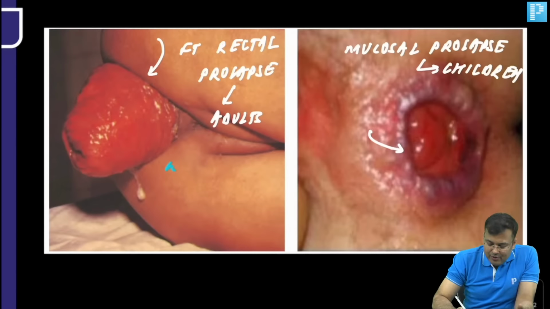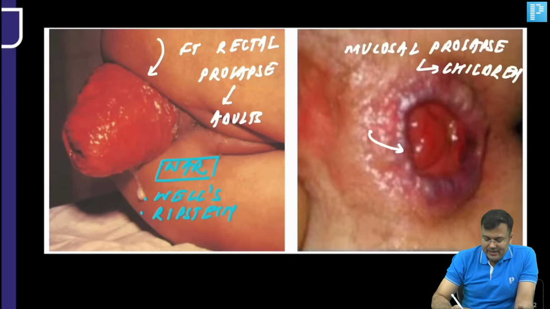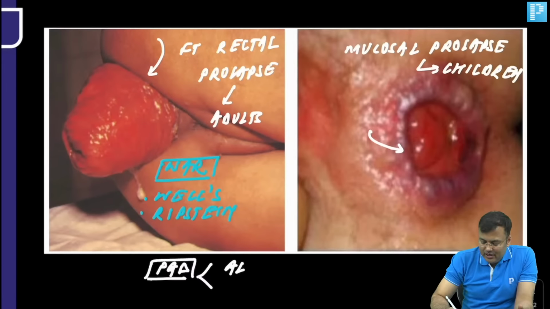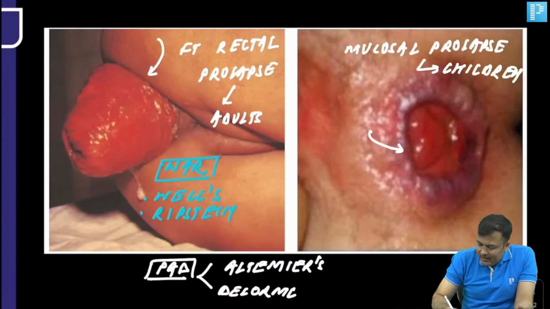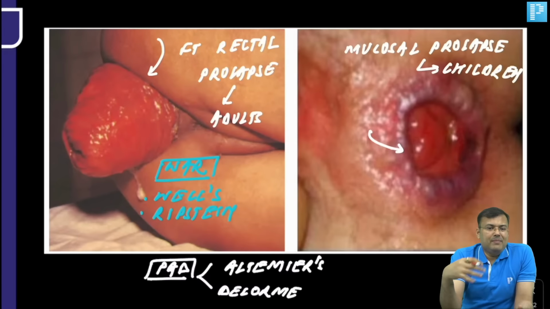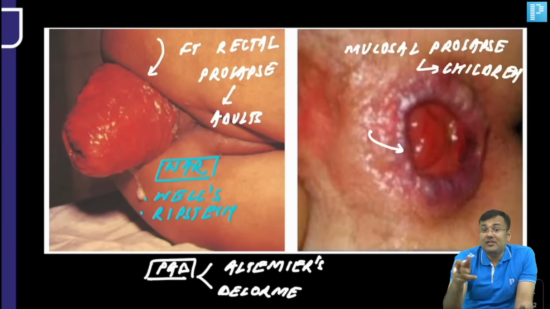How to remember? Abdominal mnemonic is VAR. So, what is VAR? It is Wells and Ripstein. So, guys, it is Wells and Ripstein, that is abdominal. And for perineal, the mnemonic is PAD. So, rectopexy in perineal, it is PAD. A means Altemeier. D means Delorme. So, it is Altemeier and Delorme. Clear? So, these are questions related to rectal prolapse.